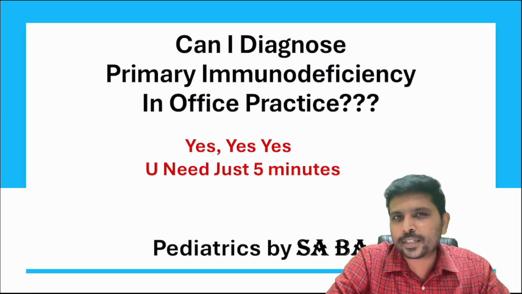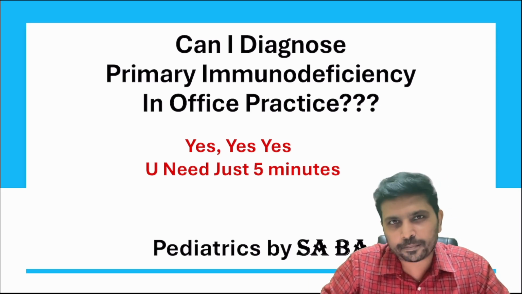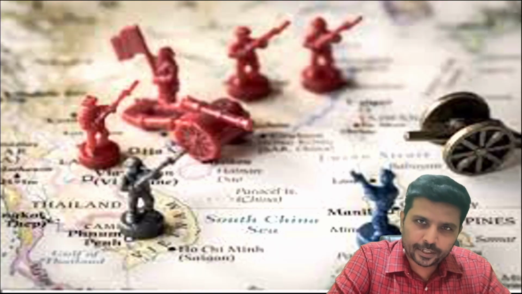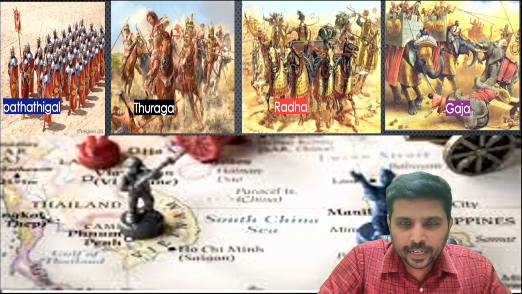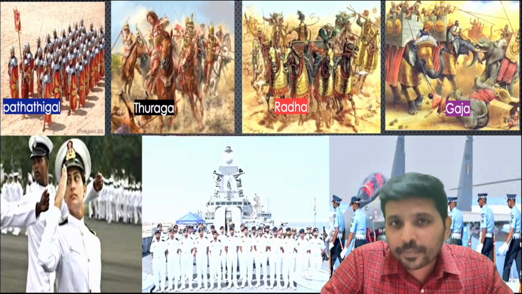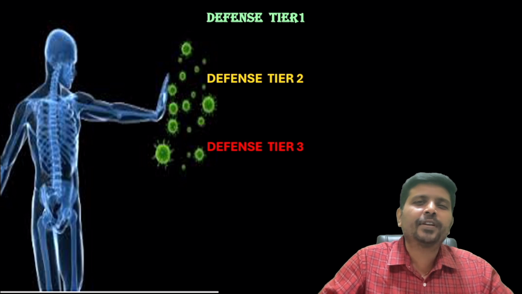Today we are going to discuss step 1 in PID cases and how to investigate them. For every country, the territory matters to prevent the invasion of foreigners. In olden days, we had four kinds of defense mechanism: Radha, Gaja, Torada, Padadigal. In the same way, in modern days, we have army, navy, and air force. Similarly, your body also has its own three-tier defense mechanism.